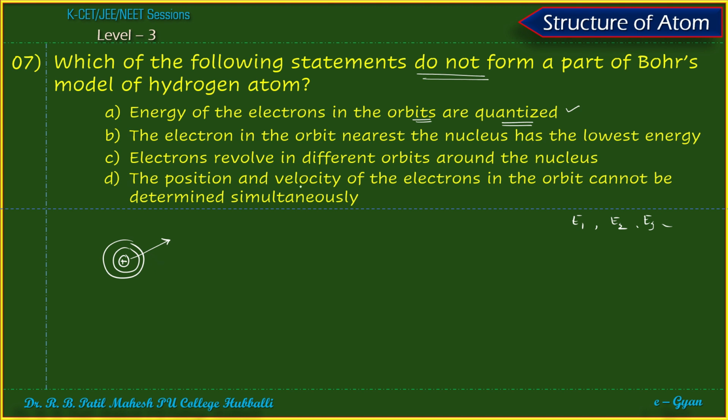Next, the fourth one: the position and the velocity of the electron in the orbit cannot be determined simultaneously. Delta x into delta p is greater than or equal to h by 4 pi. This formula, with respect to uncertainty in position and uncertainty in momentum, is given by Heisenberg. So this is not a part of Bohr's atomic model, it is a part of the Heisenberg uncertainty principle. The correct option for question number 7 is option D.